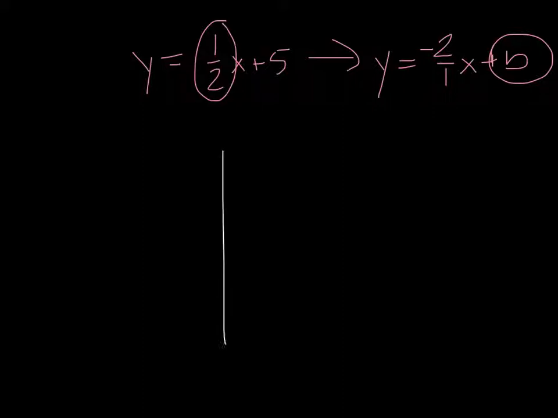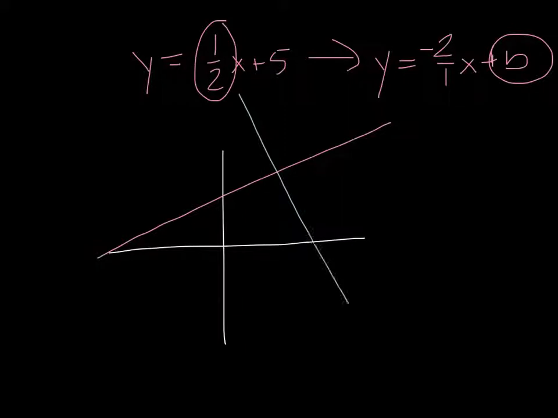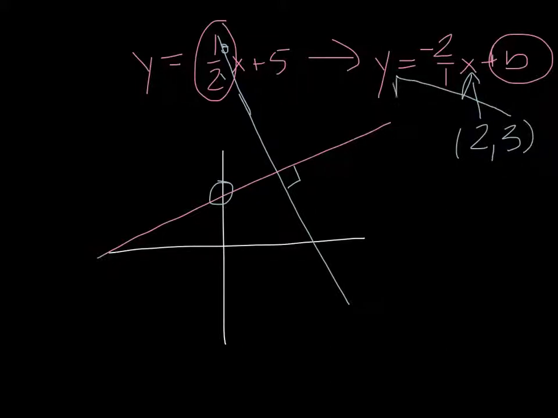If I look at the graph here, okay, if I graph 1/2 x plus 5, and the other one's going to be perpendicular, it might be over here. And so it's going to have a different y-intercept way up here that is not the same as the y-intercept on the other one. So if they give you a point that's on that line, you're going to plug in your 2 for the x, and you're going to plug in your 3 for the y, and then you can have the equation of the perpendicular line.